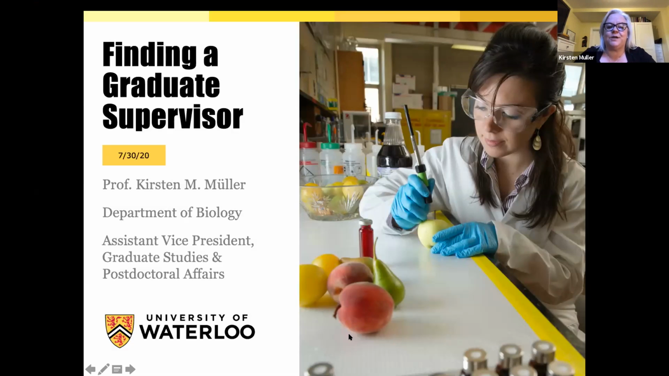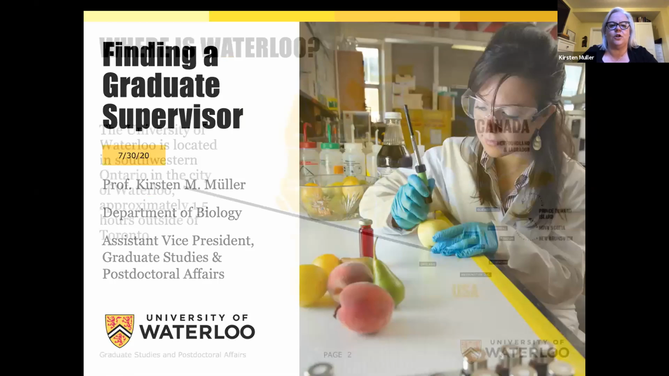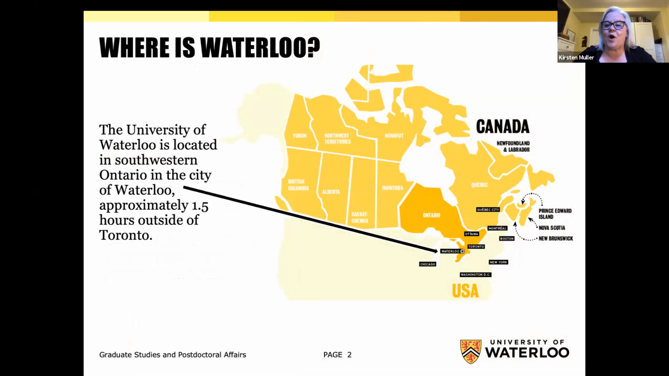I'm also the Assistant Vice President in our Graduate Studies office at the University of Waterloo. So where is Waterloo? Waterloo is in southern Ontario, so quite a little bit of a drive from Alberta and Saskatchewan. We're actually closer to the US border here. We're about an hour and 45 minutes from the border, and about an hour and a half west of Toronto. So we're in this real southern part of Canada.